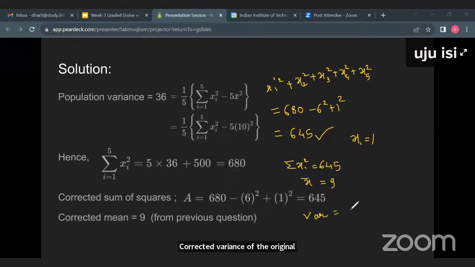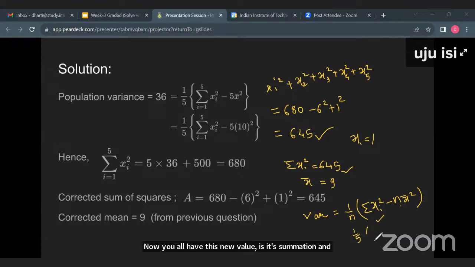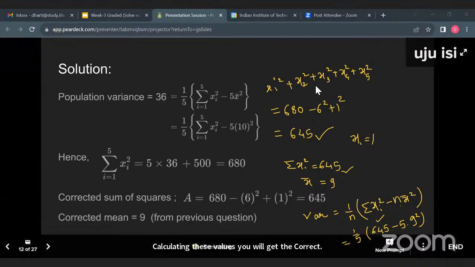Variance is equal to 1 by n into summation of xi square minus n x bar square. Now you all have these new values, right? Summation xi square, you will put 645 and you have n equal to 5. It will be 1 by 5 into 645 minus 5 into, what is my x bar? 9 square. Calculating these values, you will get the corrected variance. Any doubt here? No, ma'am.